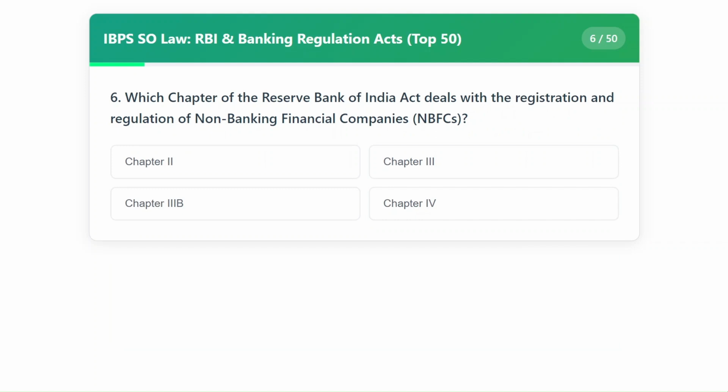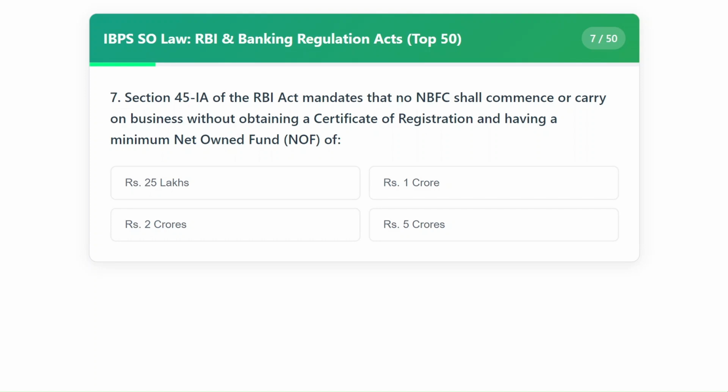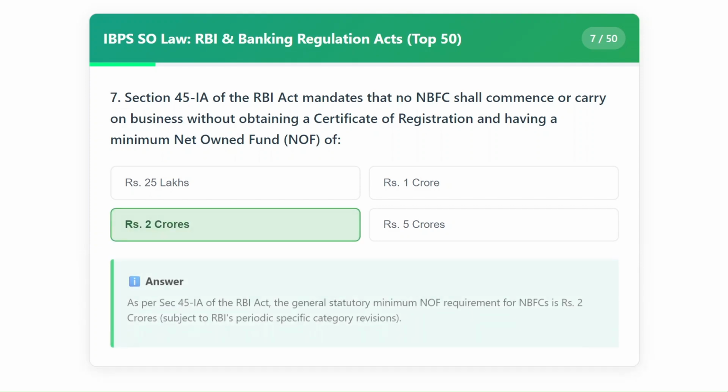Which chapter of the RBI Act deals with the registration and regulation of non-banking financial companies? Chapter 3B. Section 45(1)(a) of the RBI Act mandates that no NBFC shall commence or carry on business without obtaining a certificate of registration and having a minimum net owned fund of rupees 2 crores.